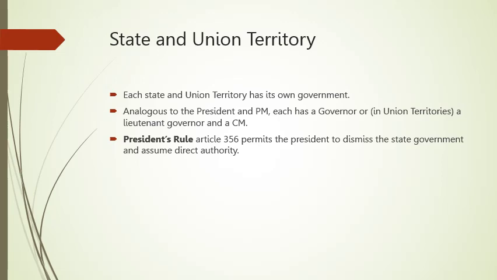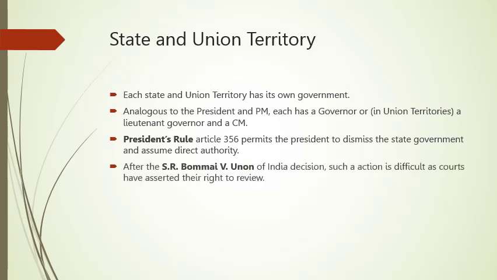The President's Rule, Article 356, permits the President to dismiss the state government and assume direct authority. Although there are some legal limitations to this rule, Article 356 made the President a powerful figure, having the power to dismiss the state government and assume the powers directly. However, there is a legal check on it.